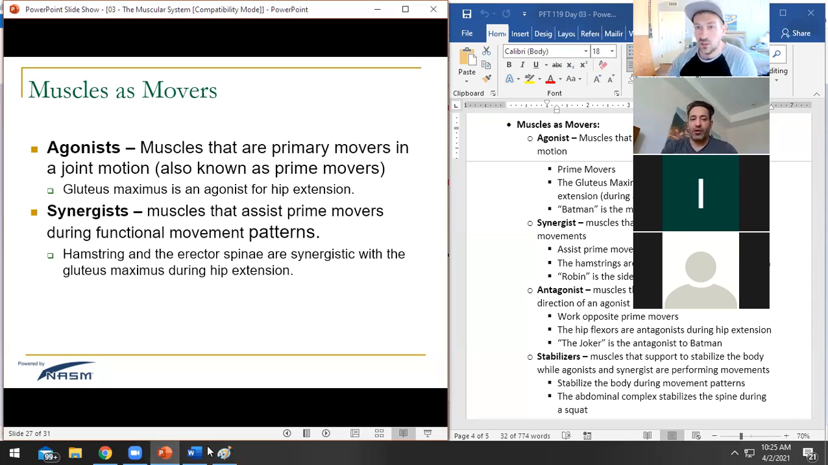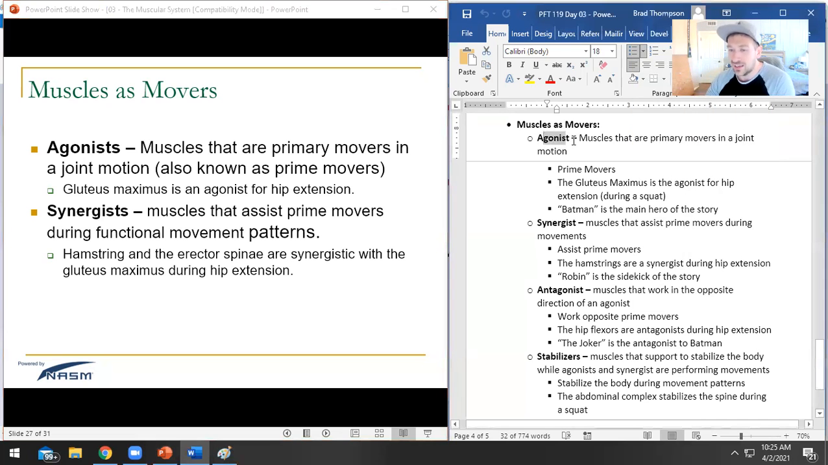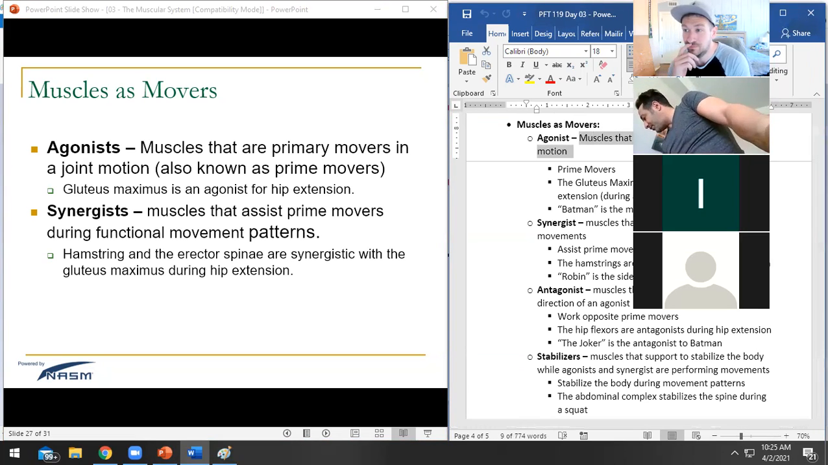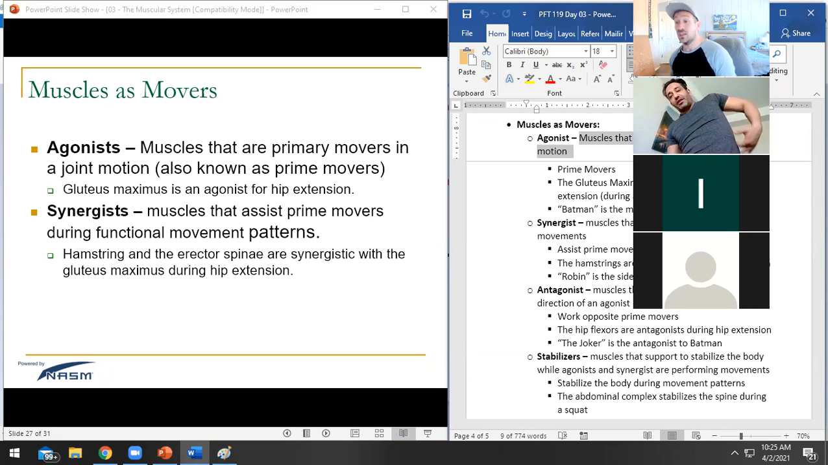So an agonist is the muscle that's a prime mover. Sometimes, Brad, with a pull-up from the side, this side it's an agonist, isn't it? The other side is an antagonist, isn't it true? Exactly. That's true.